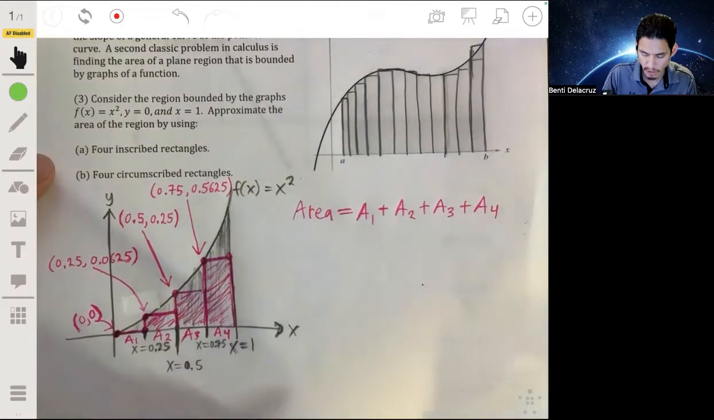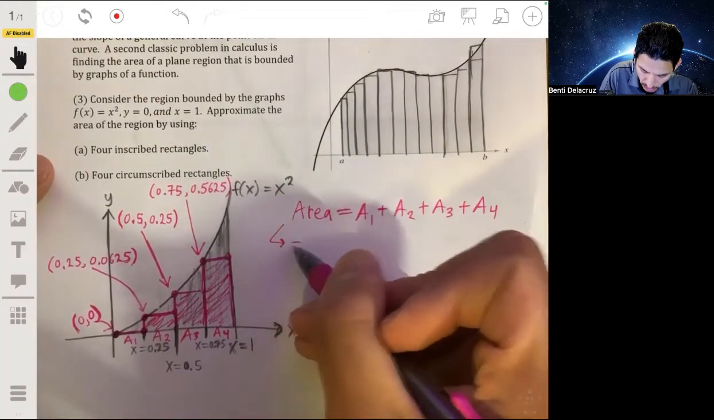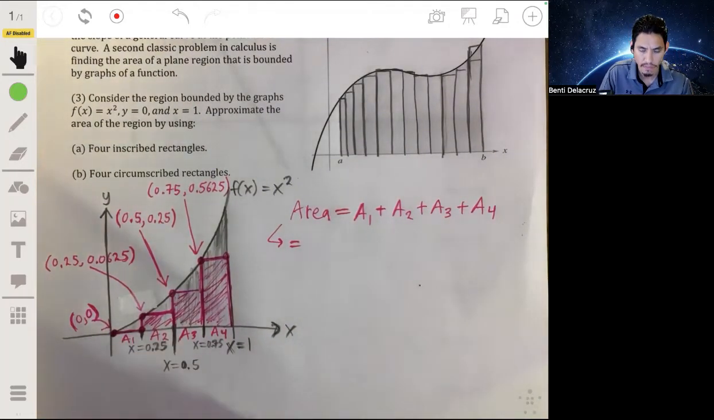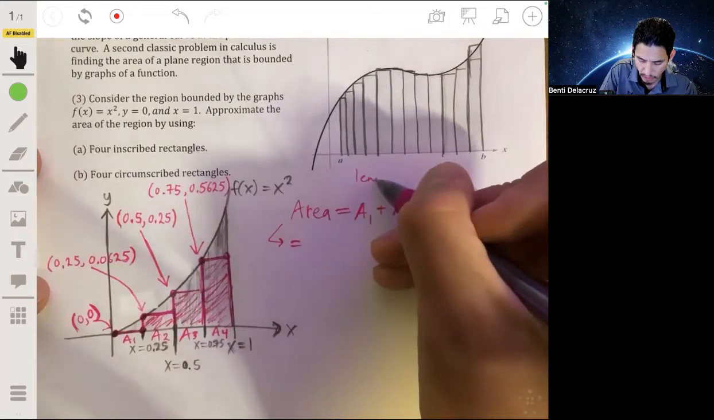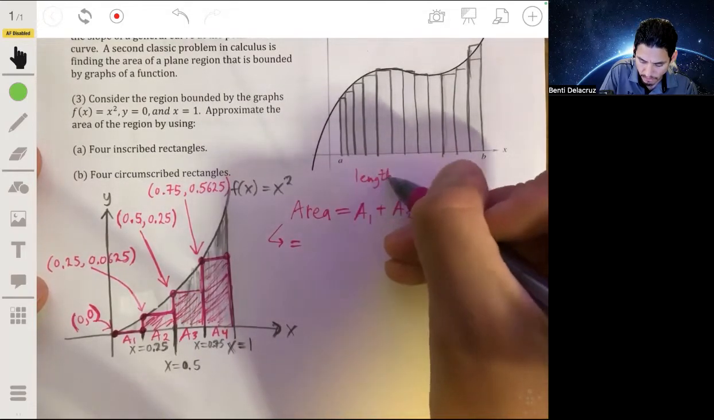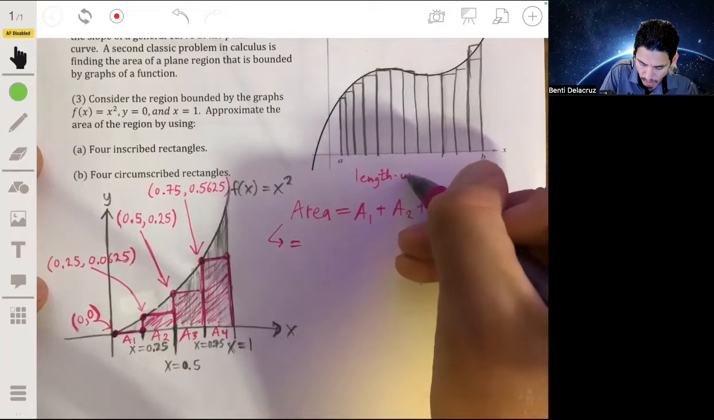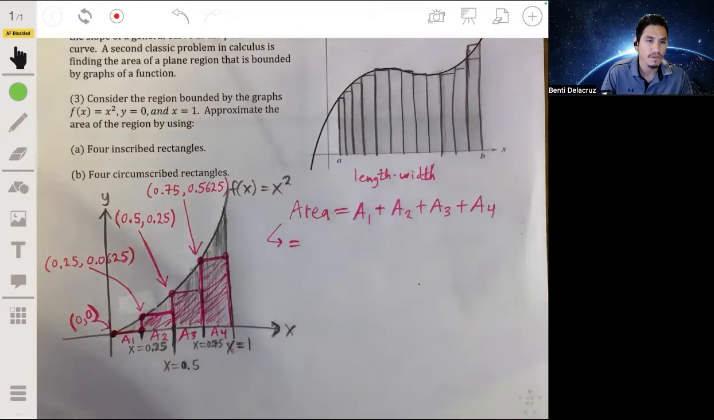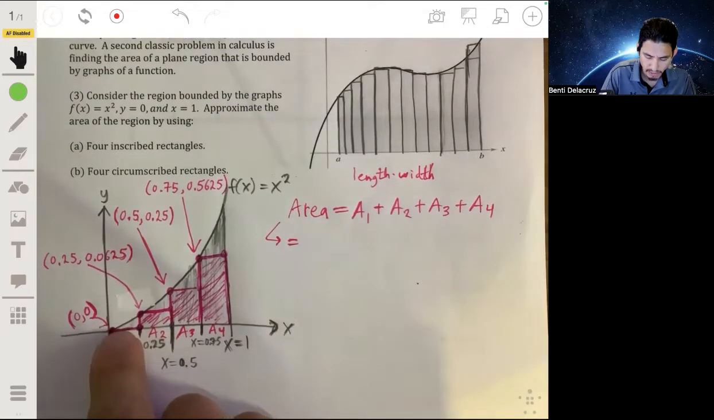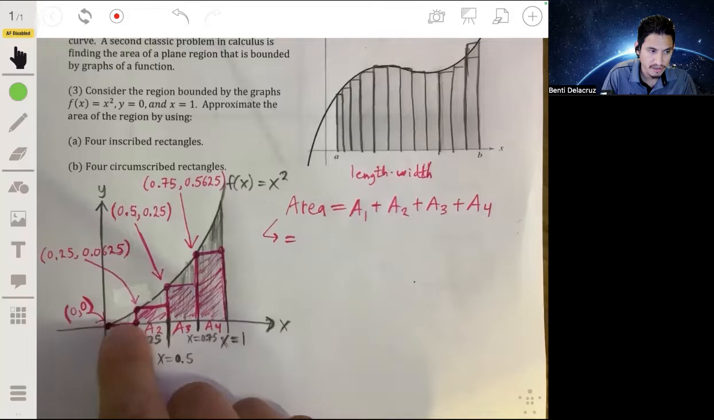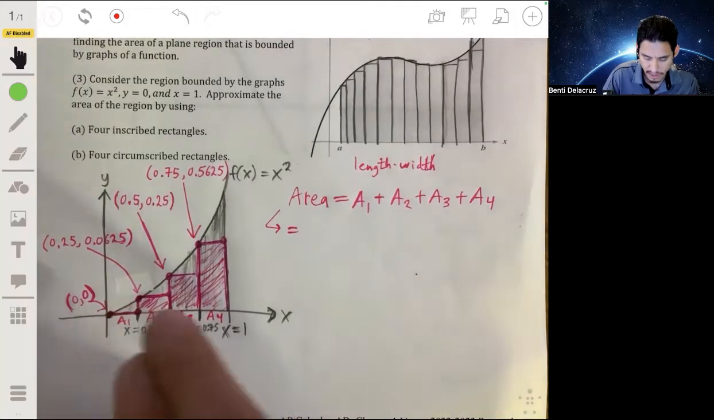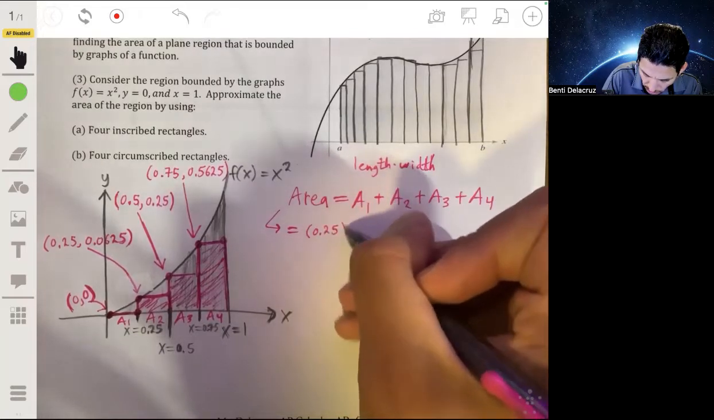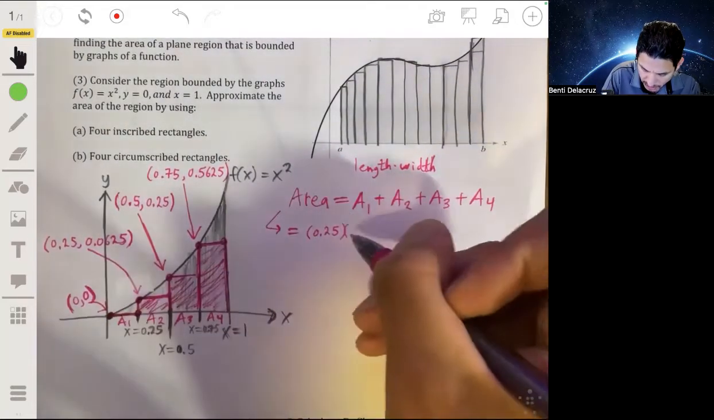Okay, so where do we go from here? Well, remember the area of a rectangle in general is length times width, or width times height, however you want to think of it. So the area of the first rectangle, we don't have to really do anything because it's going to have an area of 0. But let's just go through the math so we know what's going on. The width is 0.25. So for A1, you would find the area by taking the width, which is 0.25, and multiplying it by that height, which just happens to be 0.